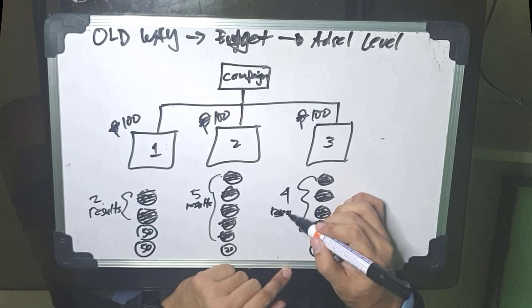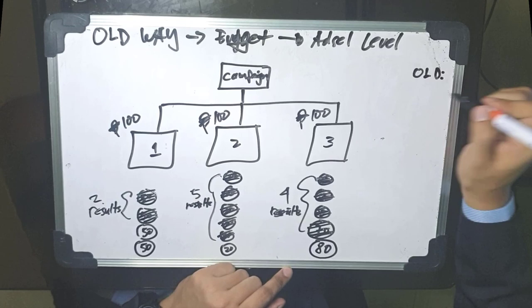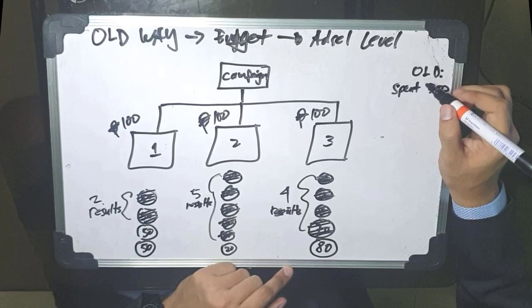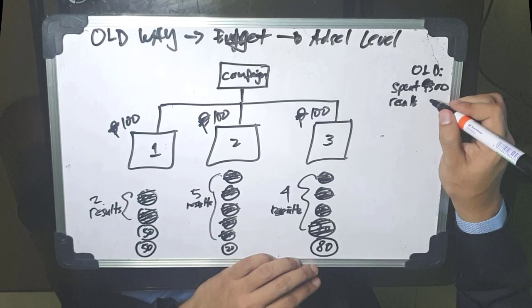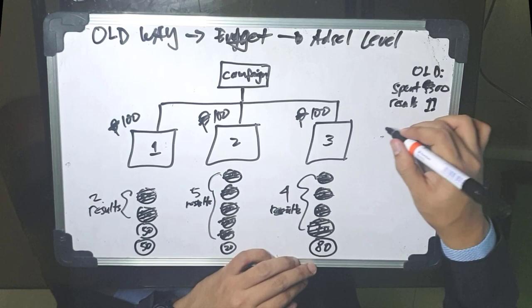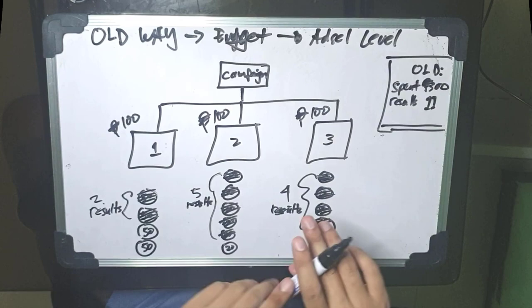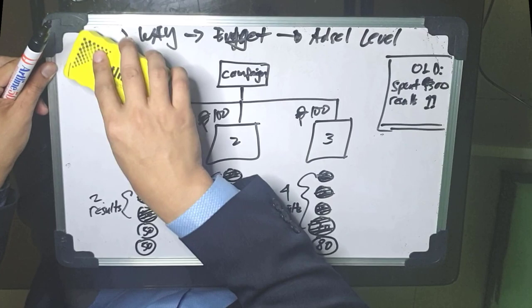Results, okay? So, at the end of the day, sa old way, ang spent mo is 300 pesos, no? You spent 300 pesos and how many results did you get? You got 5 plus 4, 9 plus 2 equals 11 results. So, you spend 300 pesos and you got 11 results. That is the data from the old way. Now, let's compare this to the new way, ang campaign budget optimization. So, palitan natin to. So, new way naman tayo ngayon.